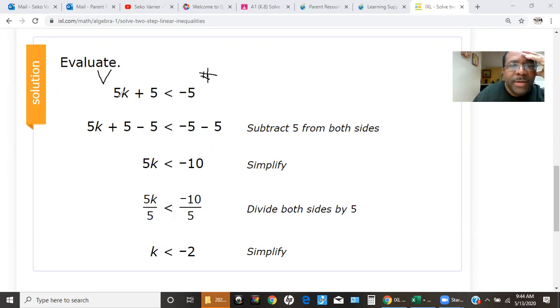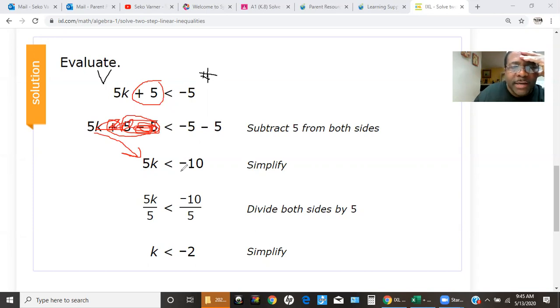So what happened here is they wanted to get this number on this side. So to do that, they did the subtraction. Well, let me circle, make sure I get the entire piece. So +5, -5, that cancels out. That leaves you with 5K, okay? And on this side, -5 and -5 will give you -10.